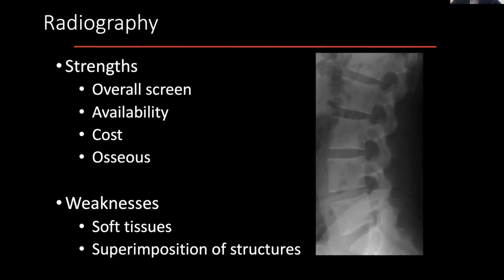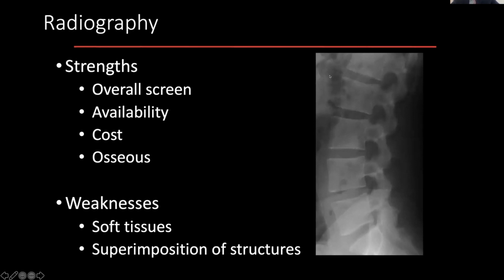Obviously, we don't see the soft tissue very well. It is a composite image. In other words, you're taking a large volume of tissue and forming a single image out of that large data set. Because of that, there's superimposition of structures, which often can make seeing things quite difficult because you have overlying bowel, for example.